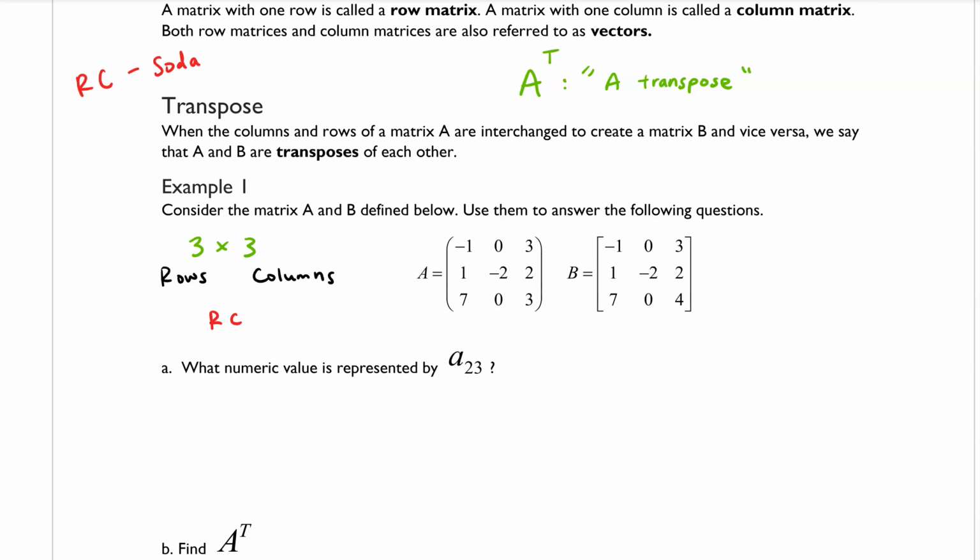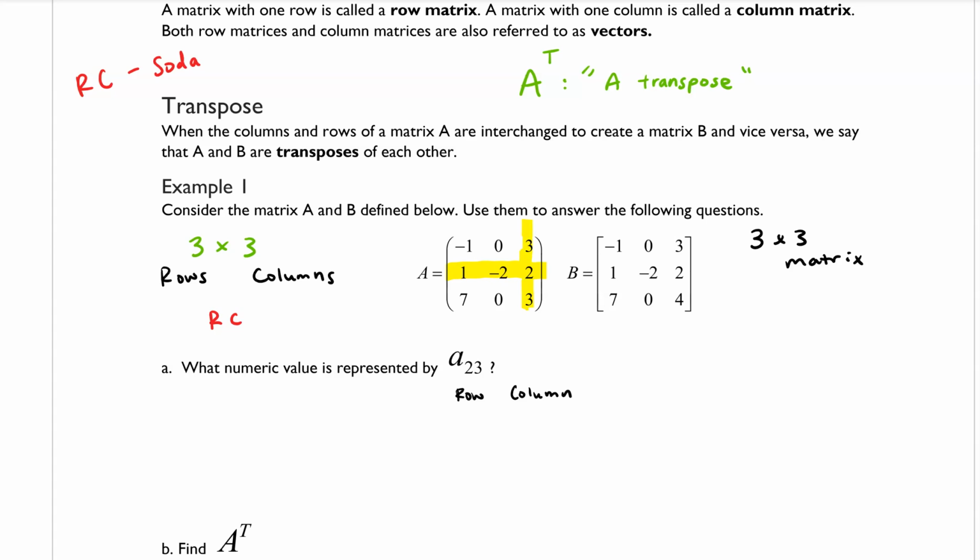Okay, so note that the B matrix is also a 3 by 3 matrix because it has 3 rows and 3 columns. So part A of this example says, what numeric value is represented by lowercase a, and then the subscript says 2, 3. Now, I told you earlier that we use capital letters to denote a matrix. Lowercase letters are usually used to describe a specific element of that matrix. So the fact that we have a lowercase a here means that we want to be looking at the capital A matrix, and the subscripts 2, 3 means that we want to look at the number that's in the position where it's the second row and the third column. So going over to our A matrix, we want to find the second row, which is here, and we want to find the third column, which is here.